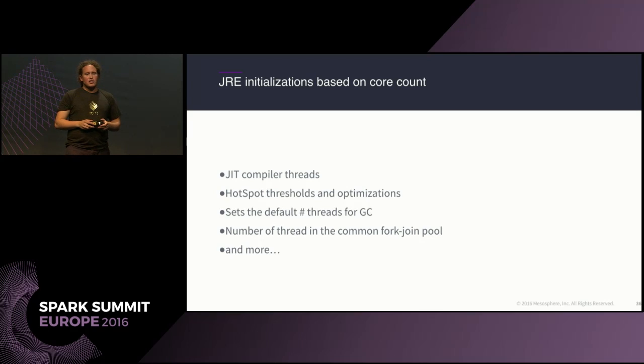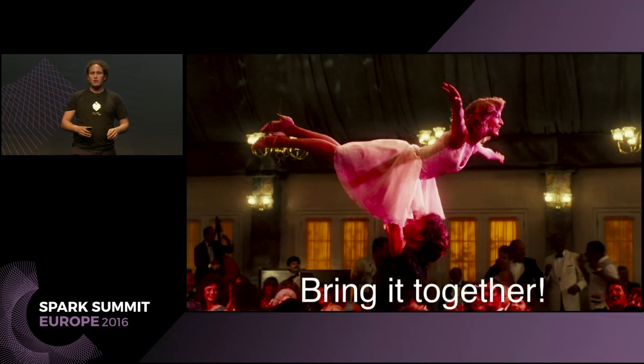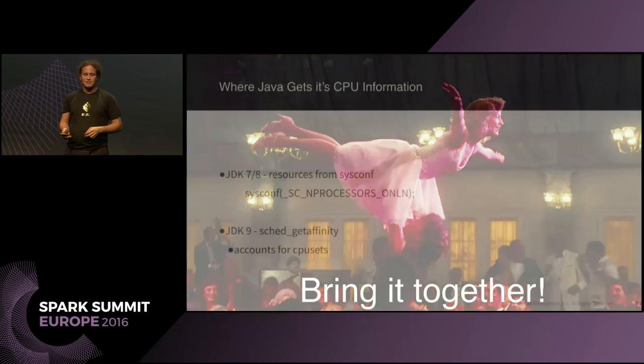The JRE actually depends a lot on the core count of the machine to initialize different counts and metrics. For example, the compiler threads for the JIT and the default number of garbage collection threads. Of course, you can also override them, but by default they are taken from the number of CPUs, and we're going to see in a second why that matters.